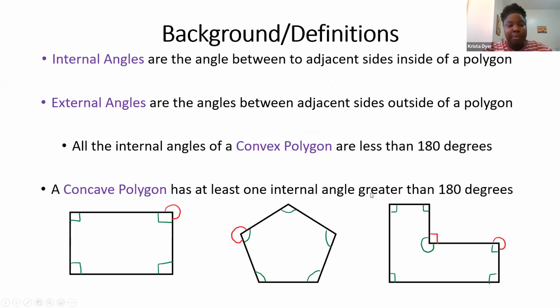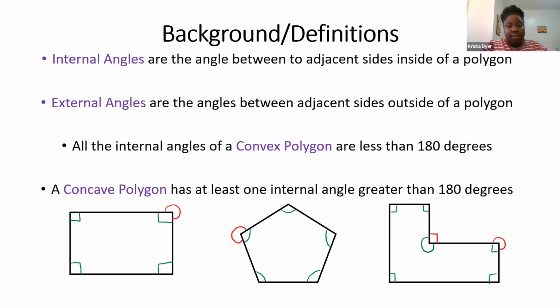So for our next example problem, we're going to need a little bit more background. So we have some definitions here. We have internal angles, and internal angles are the angles between adjacent sides inside of a polygon. So inside of your shape, the angles between 2 adjacent sides. Our external angles are the angles between 2 adjacent sides outside of the polygon.